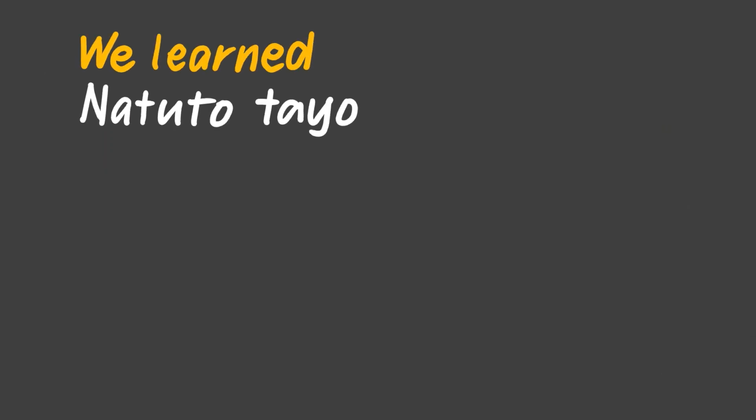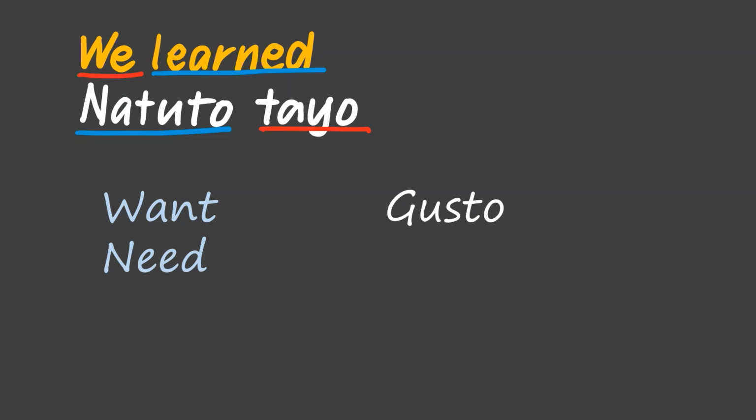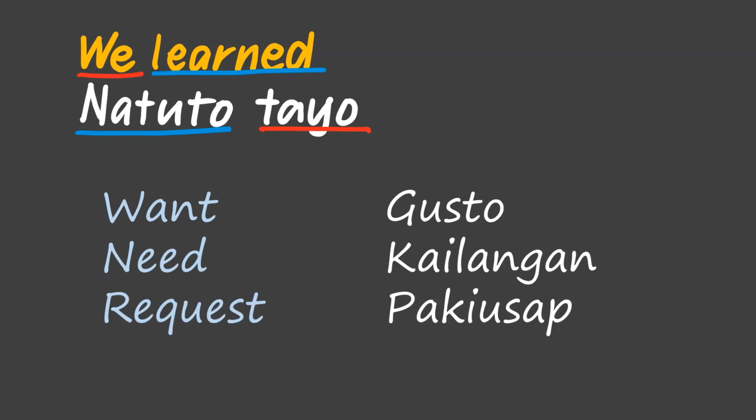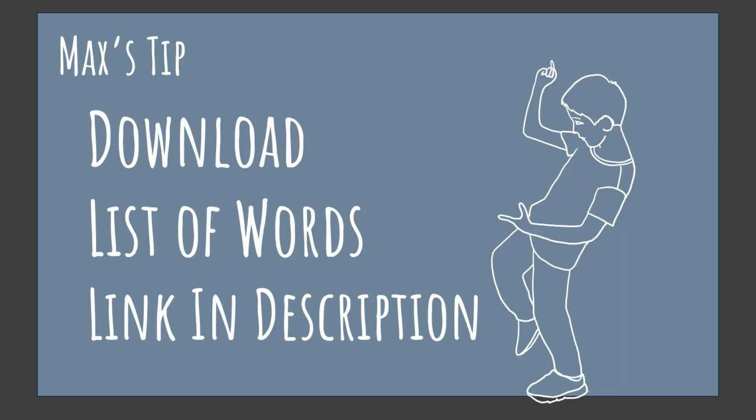So today we learned or natuto tayo. Tayo is we, learned is natuto. We learned about want, gusto, need, kailangan, request, pakiusap. We have also learned other new words. I made a list of these words and more objects and action words that you can use for practice. And here is a tip from Max. If you didn't know, the list of the words will be linked in the description.